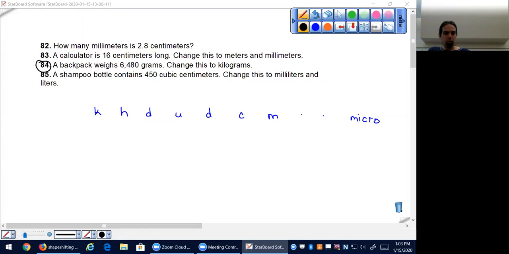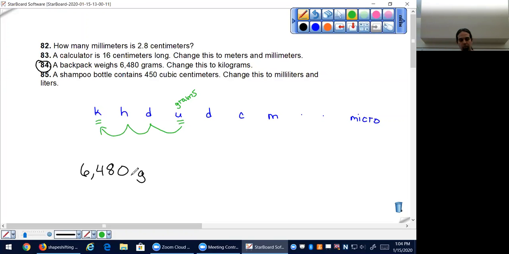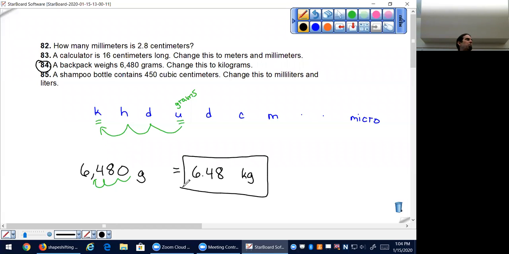Okay, so for 84, 6,480 grams. So grams is going to be the plain unit. Where are we going to? Kilo, so that's over here. So 1, 2, 3 scoots to the left. 1, 2, 3. Everyone okay with 84?